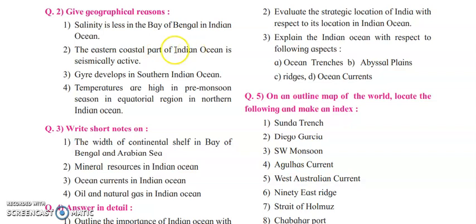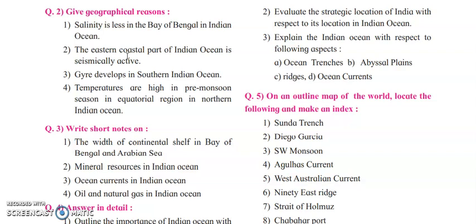Next, the eastern coastal part of Indian Ocean is seismically active. The eastern coastal part which belongs to the Indian Ocean is the Andaman Sea. So the Andaman Sea is also a part of the Indian Ocean. Now why is it most active? Because in this area there are some boundaries of tectonic plates. Wherever tectonic plate boundaries occur, such places are more prone to volcanic eruption as well as earthquake.